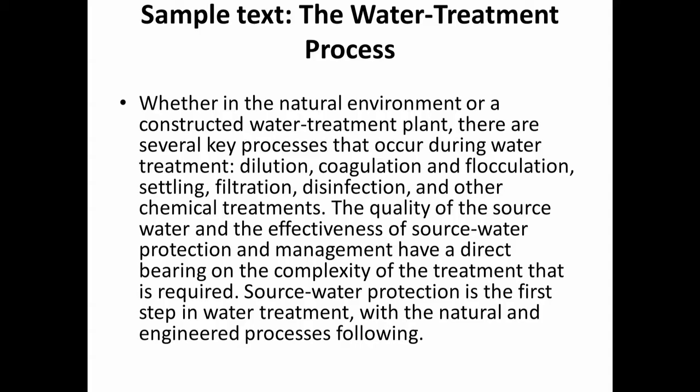Now, look at this very interesting use of punctuation. Recall your earlier classes on punctuation. Here is a, what is it? This is a colon. And when do we use a colon? Among other things, we use a colon when we are making a list of something. So, dilution, coagulation, flocculation, settling, filtration, disinfection and other chemical treatments. Look at the effective use of this punctuation mark, that is a colon.